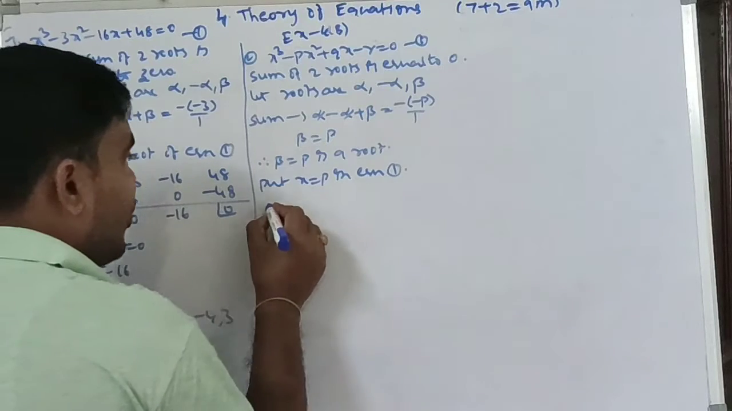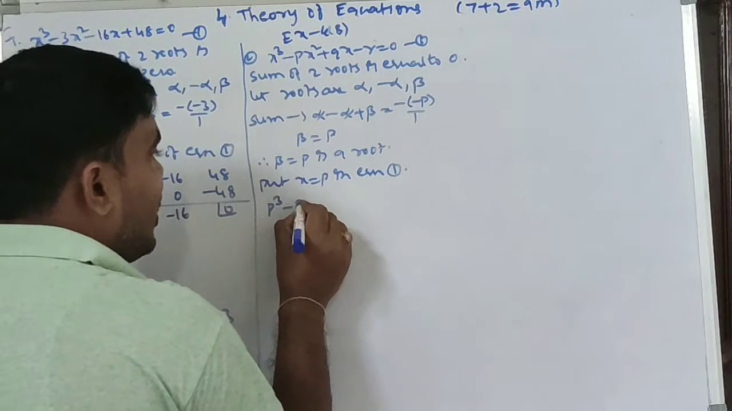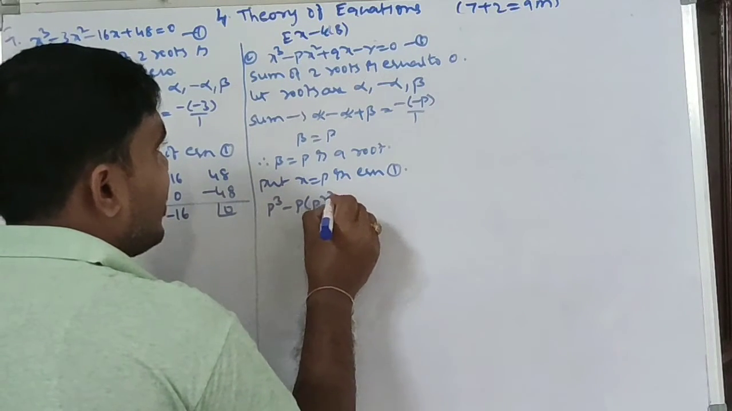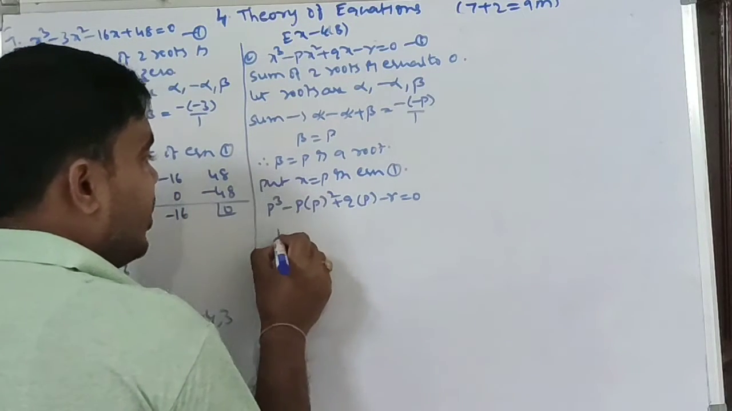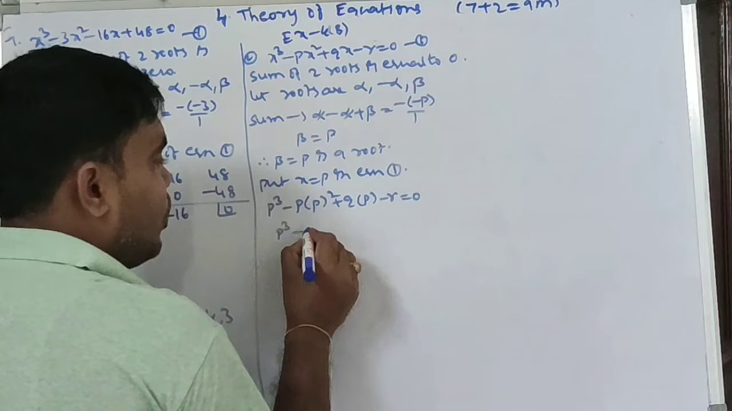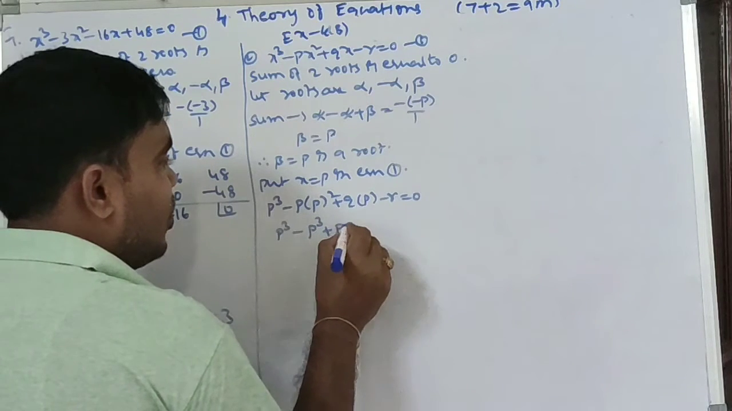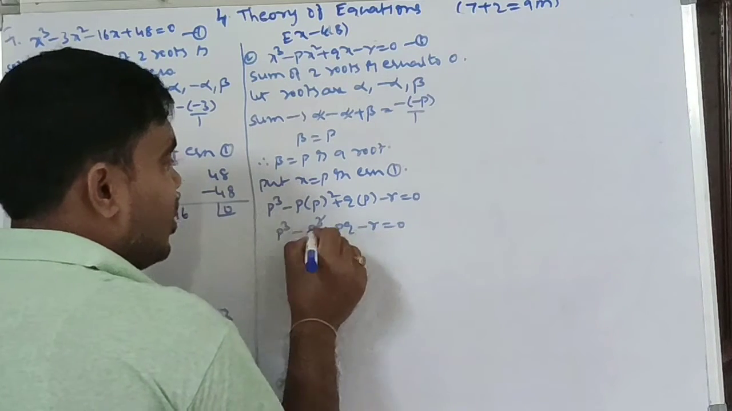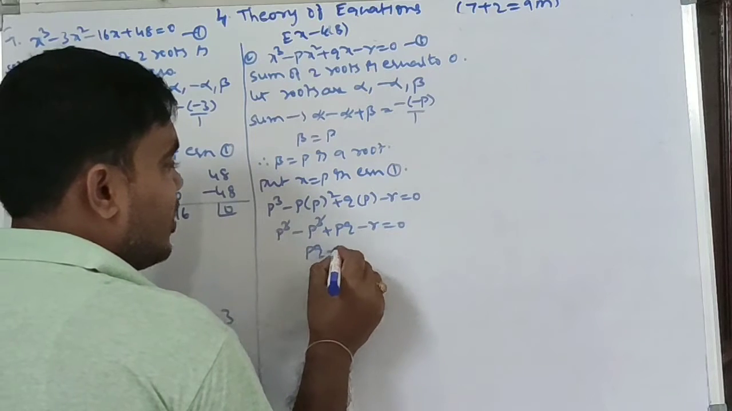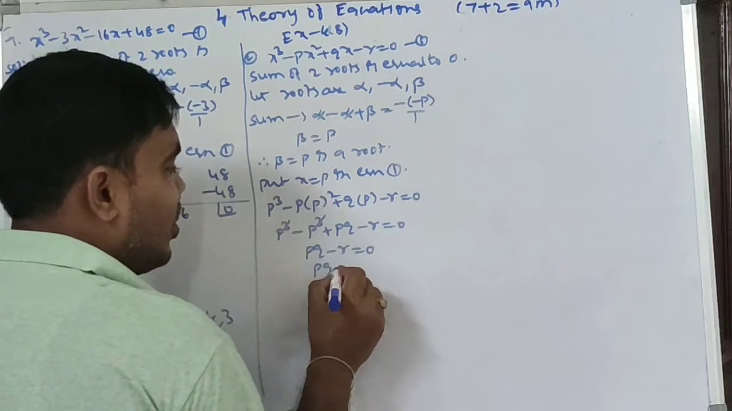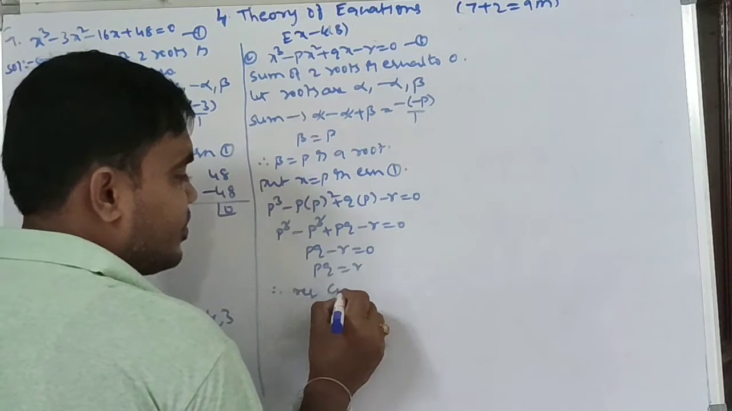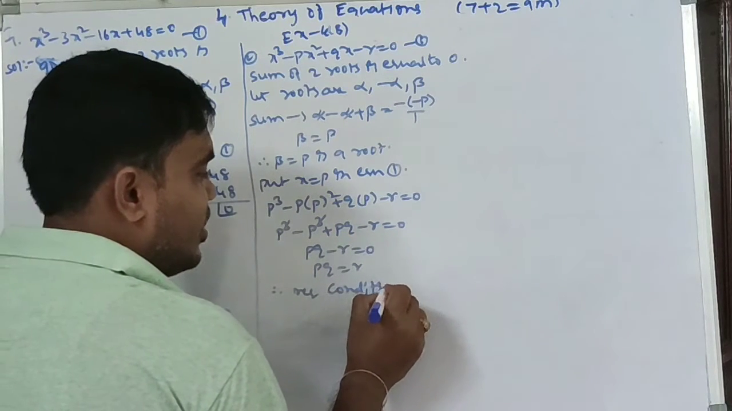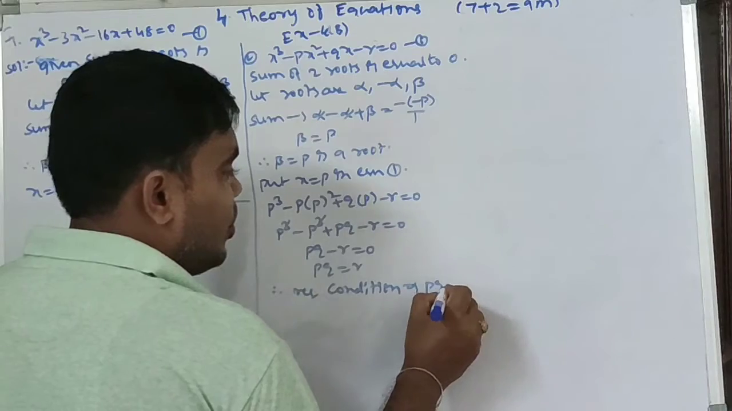So p cube minus p of p square plus q of p minus r equal to 0. P cube minus p into p square is p cube, plus p cube, minus r equal to 0. P cube cancels. P cube minus r equal to 0. P cube equal to r. This is the required condition.